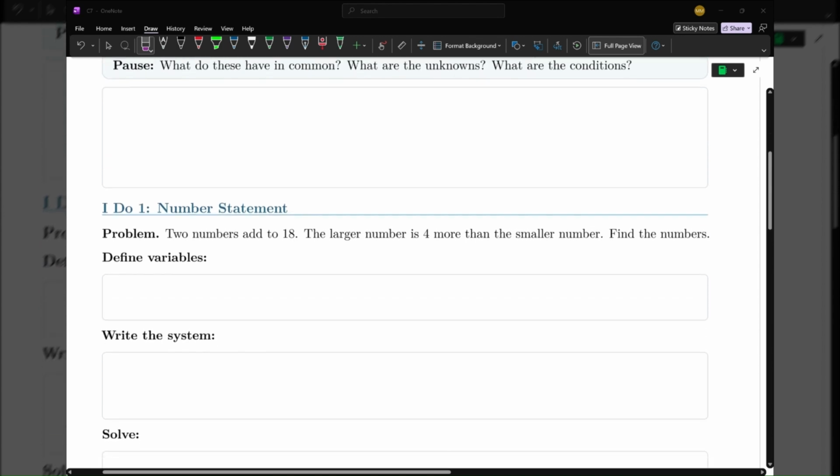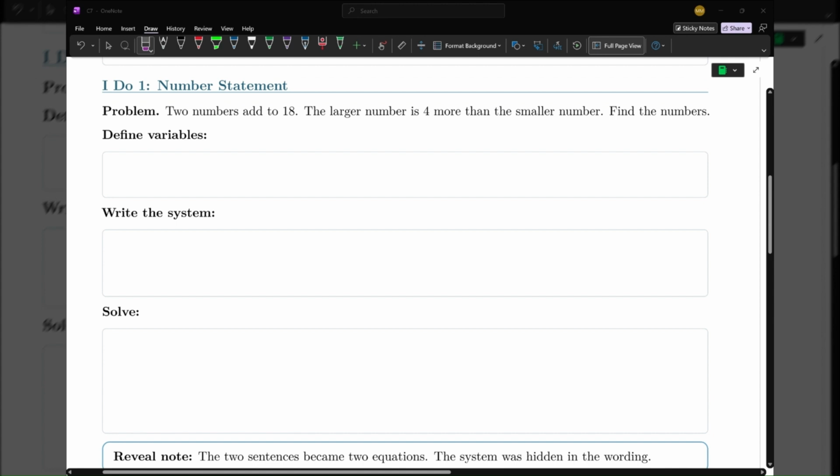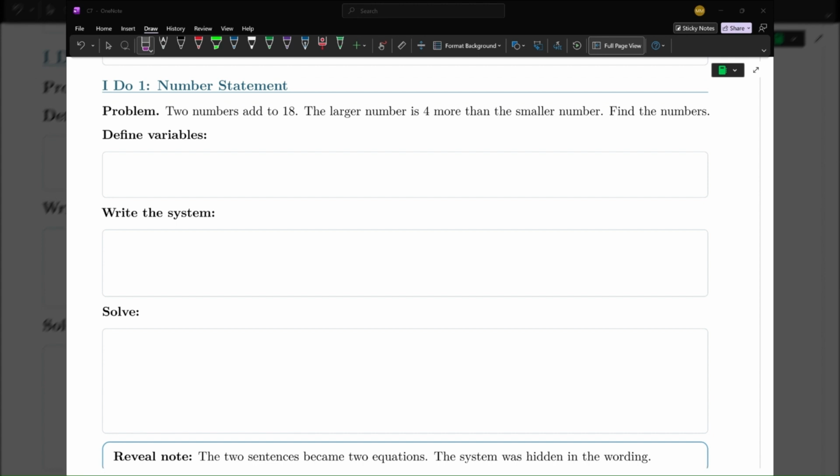Okay. So first one here, this is prompt A. Two numbers add to 18. The larger number is 4 more than the smaller number. Find the numbers. This kind of question should be familiar from Math 10. We've seen this kind of hidden system. So I have it broken down, and we're on the lookout for a system.